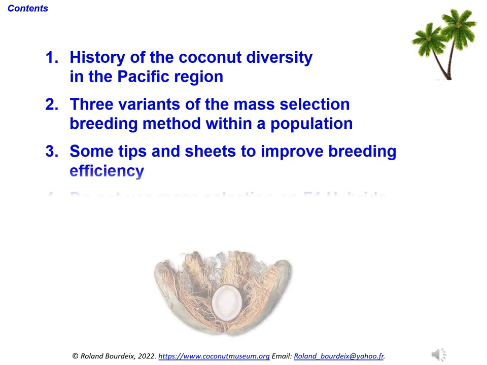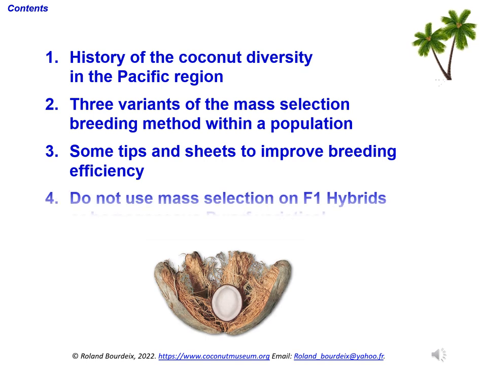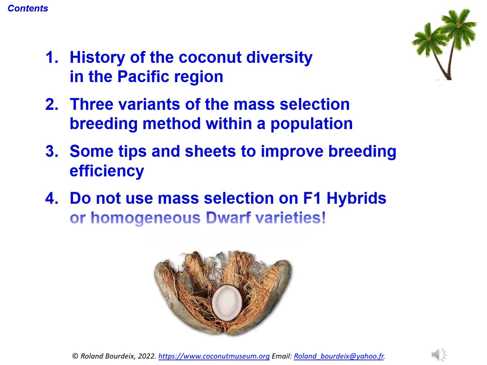We will then explain some tips and ways to collect and analyze useful data in order to improve breeding efficiency. We will finish by explaining what a hybrid is and why the mass selection method is almost useless when applied to F1 hybrids and to homogeneous dwarfs.